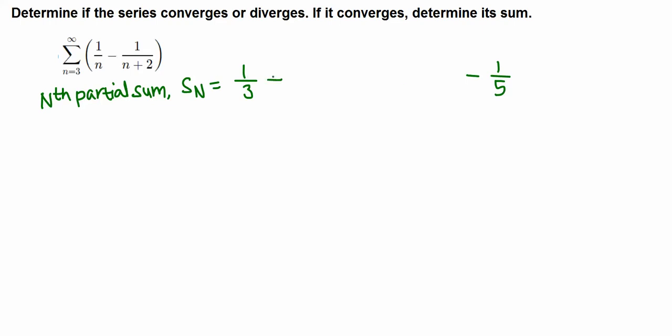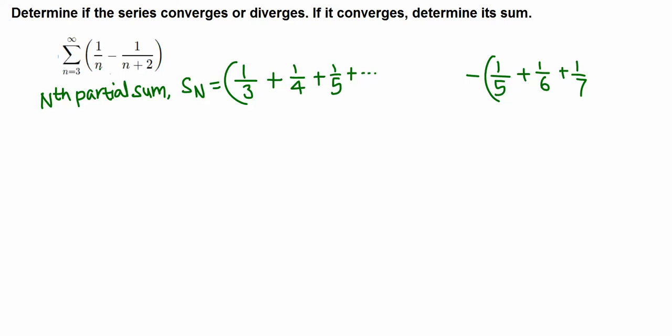Now next, when n equals 4, we get 1 over 4 minus 1 over 4 plus 2, 6. So 1 over 4 minus 1 over 6. This is negative outside, so 1 over 6. And so on. Then third, 1/5, minus, but minus is factored out, so plus 1/7. 1/5, 1/6, 1/7, all the way up to n.